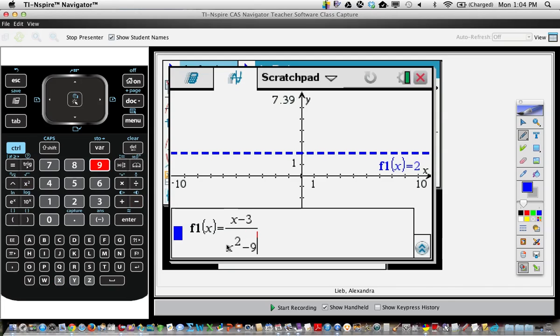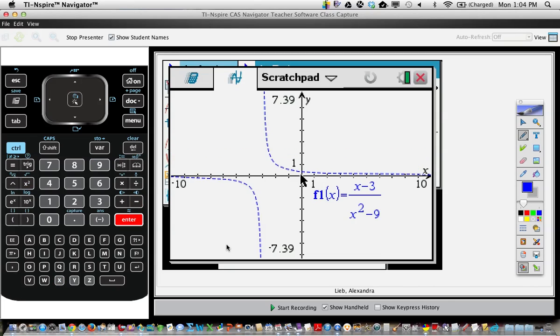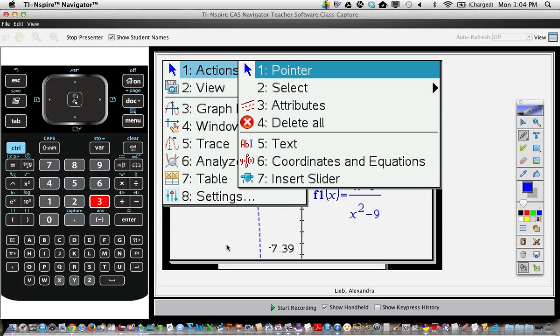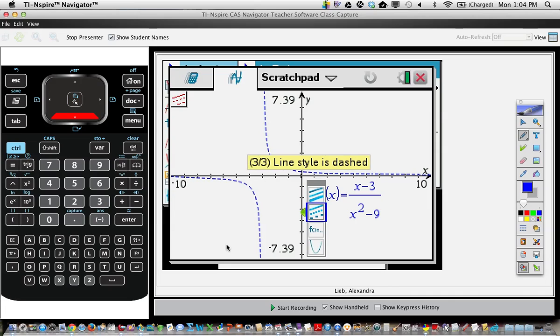Probably not going to get into this. I might have you put some functions into a calculator, but probably not going to get into a lot with the asymptotes and stuff like that. So we won't spend a great deal of time here.